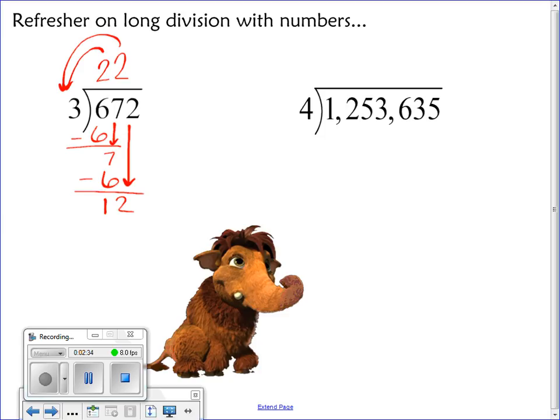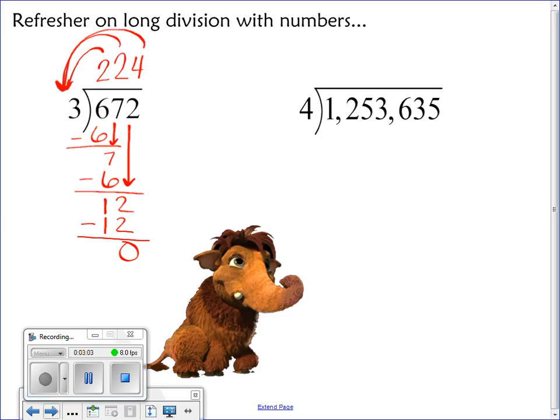How many times does 3 go into 12? 4. Right up top, 4. We multiply 4 times 3, and we subtract to get 0. So what is 672 divided by 3? It's 224. Or in other words, 3 times 224 equals 672. Okay? Let's look at the next one.